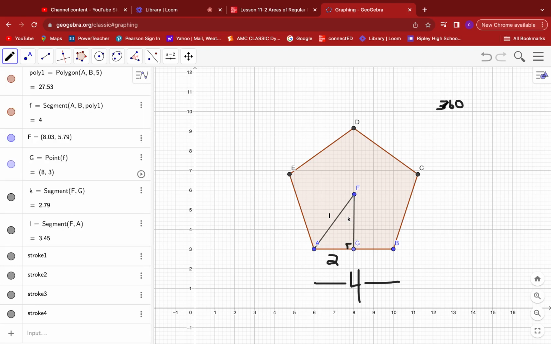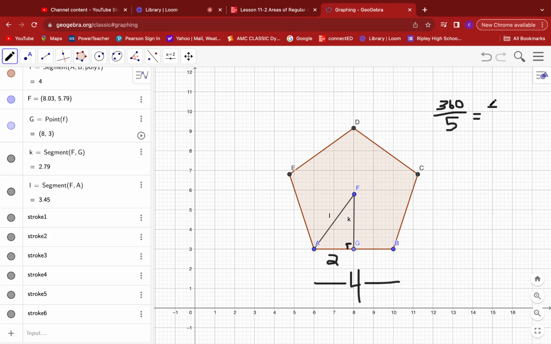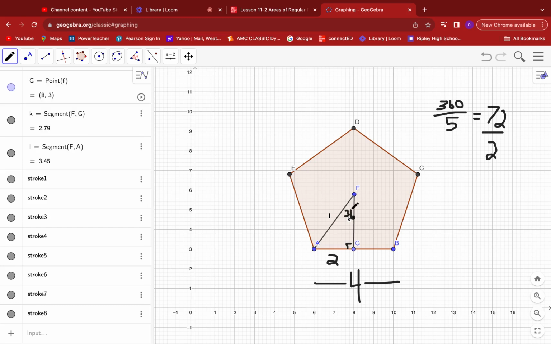So take 360, divide by how many sides there are, and the pentagon has 5. So take 360 divided by 5 and you get 72. Now remember, this is your central angle. This is not the angle inside the right triangle. So now I take 72 and divide by 2 to find the angle inside the triangle. Everybody divide by 2 and you get 36 degrees. This angle right here is 36 degrees.